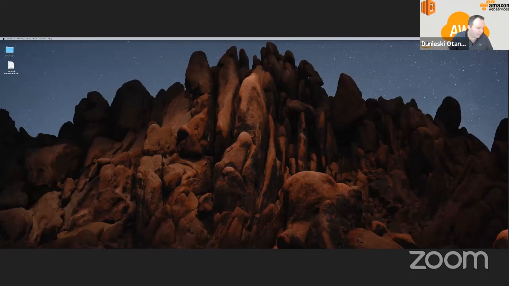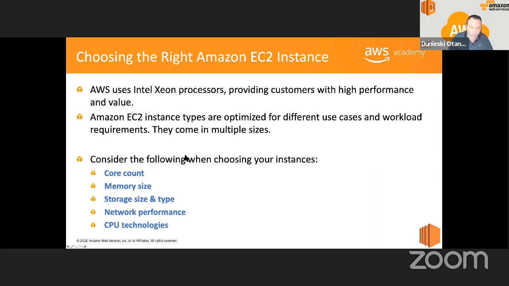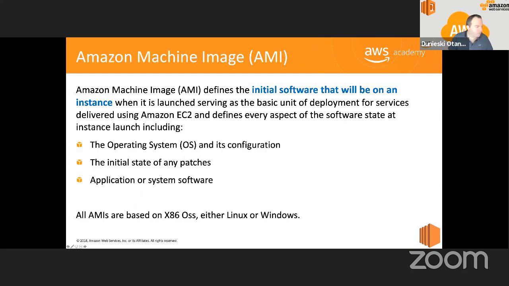Okay. Continue. Now we have Amazon AMI. It defines the initial software that will be on your instance when it's launched, serving as the basic unit of deployment for services delivered using Amazon EC2, and defines every aspect of the software state at instance launch, including the operating system, the initial state of any patches, applications, or systems. Whenever you use an AMI, this is what it contains.